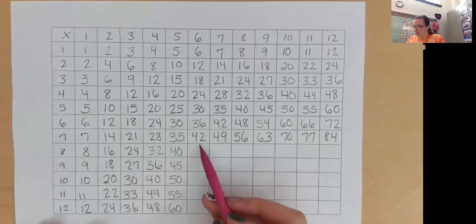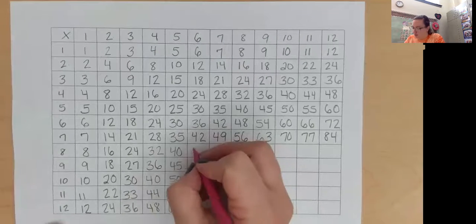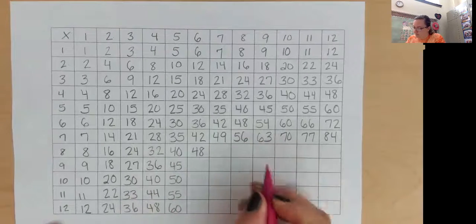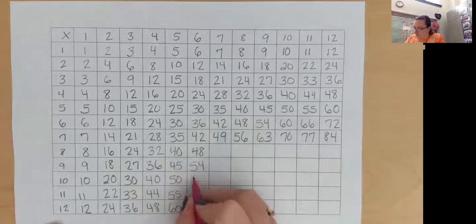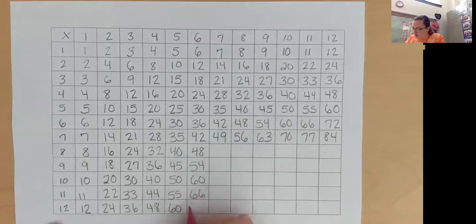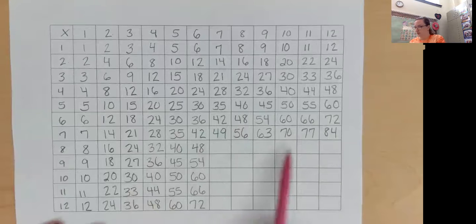Okay, we've already done the 6's. 6 times 8 is 48, 54, 60, 66, and 72. See, now most of my chart is filled in. I only have this little bit left.